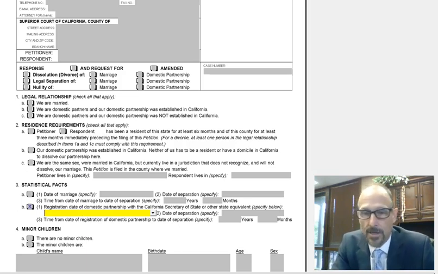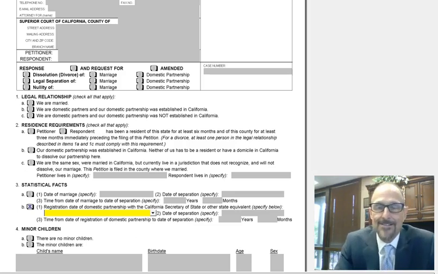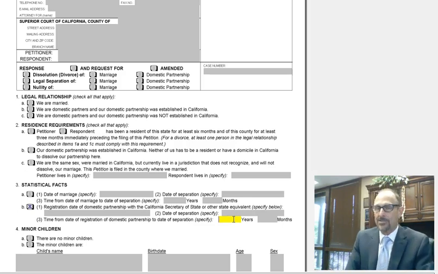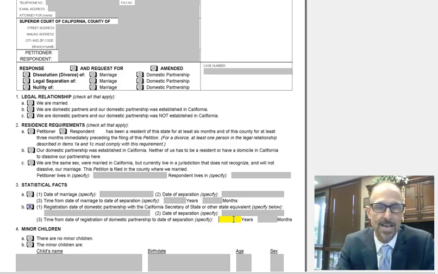So if it was Nevada, or Oregon, wherever it might be, New York State, you put that in there. And then on 2, date of separation, you're going to put that date in there. And then just like in the marriage separation above, you're going to list the amount of time between the registering of the domestic partnership and the date of separation, years and months. Okay? Now, we're going to move on to number 4.